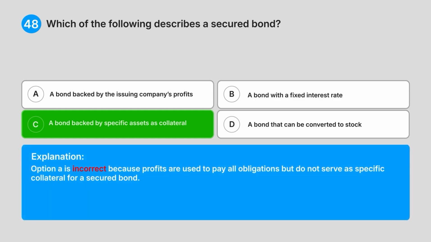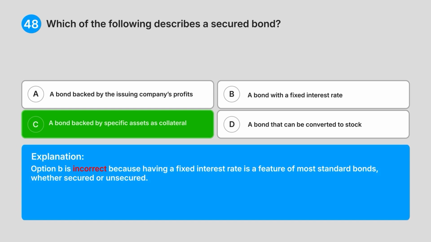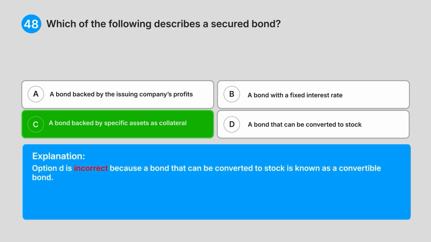Option A is incorrect because profits are used to pay all obligations, but do not serve as specific collateral for a secured bond. Option B is incorrect because having a fixed interest rate is a feature of most standard bonds, whether secured or unsecured. Option D is incorrect because a bond that can be converted to stock is known as a convertible bond.